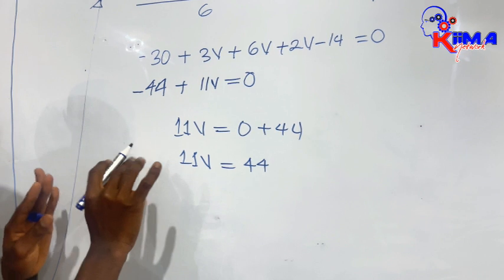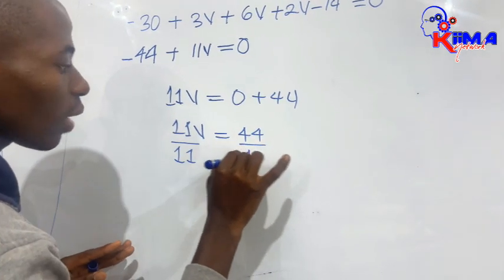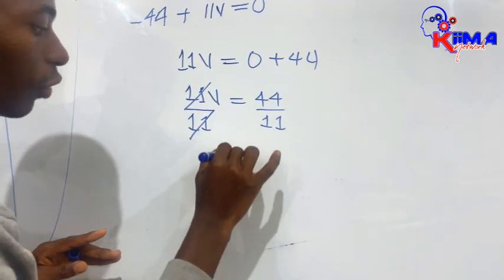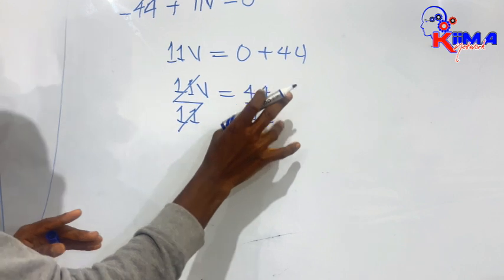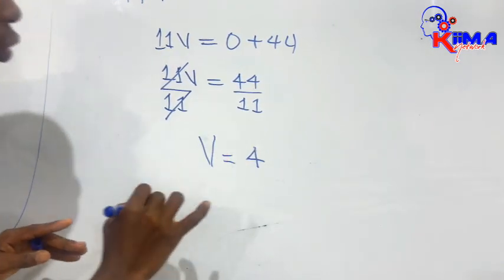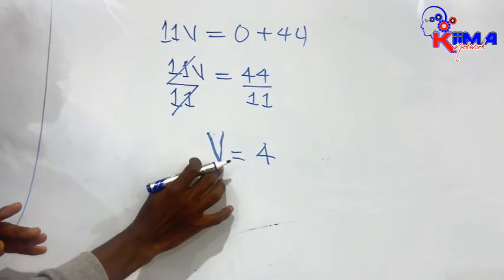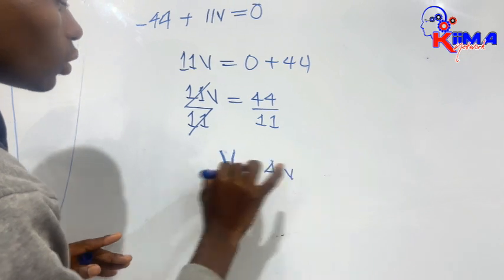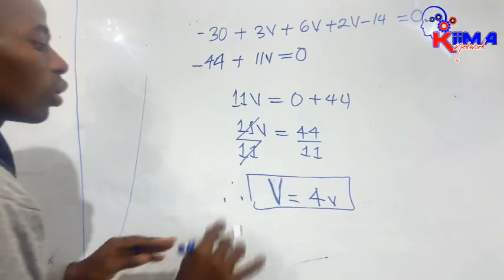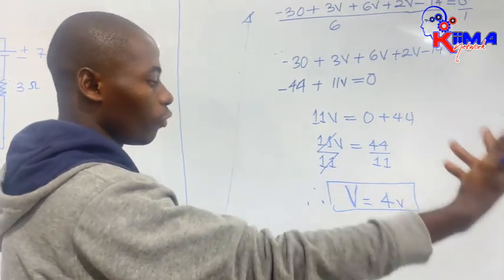The next thing, you divide both sides by 11. This and this cancel, so V is equal to 44 divided by 11, which is 4. So the answer is 4. But don't forget, we are asked to find the nodal voltage, and the unit is also V. Therefore, V is equal to 4 volts.